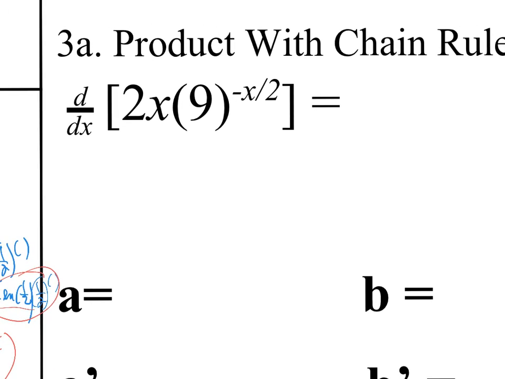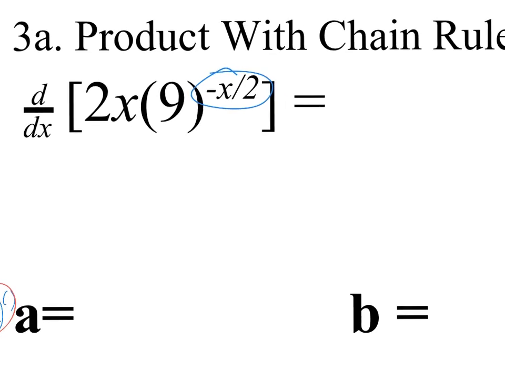So d by dx, 2x times 9 to the negative x over 2. So I see the chain rule there because I've got negative x over 2. If it was just regular old x, I'd be fine. But I have negative x over 2. But let's see if we can do some simplifying first.